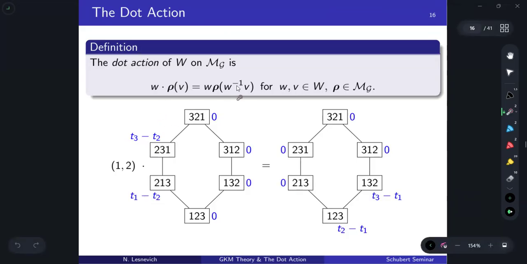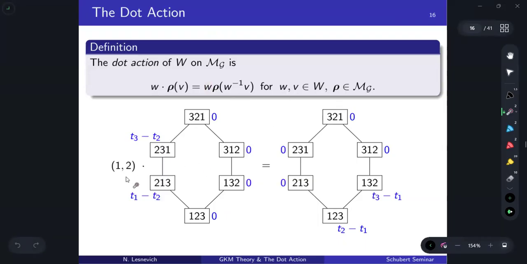So this dot action works by moving polynomials around by left multiplication. That's what this little w inverse inside of here is going to end up doing, and acting on our polynomials, really the indices of our polynomials, by the Weyl group element, right?